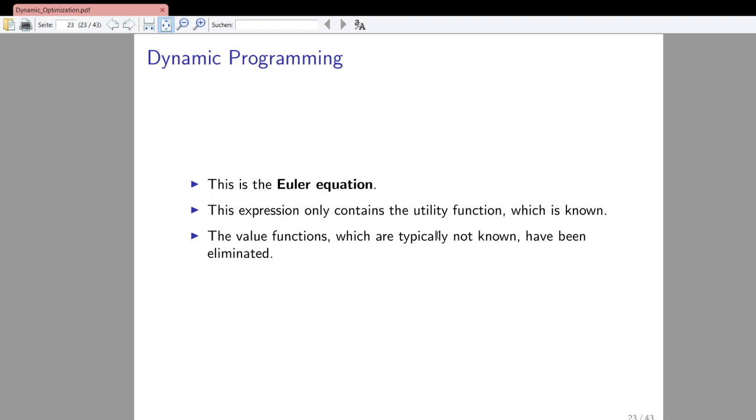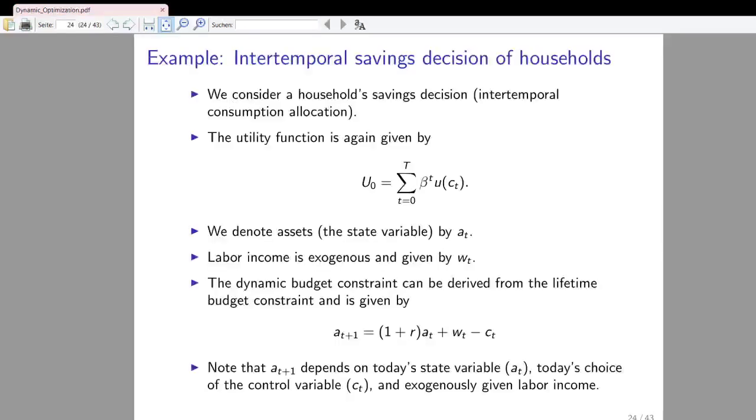And if we plug in the standard functions, the isoelastic utility function, for example, and the standard linear constraint, then we would get the standard consumption Euler equation, as we will see later on. As I said, this expression only contains the utility function and the function of the constraint, which are both known, and the value functions, which are typically not known, they have been eliminated.